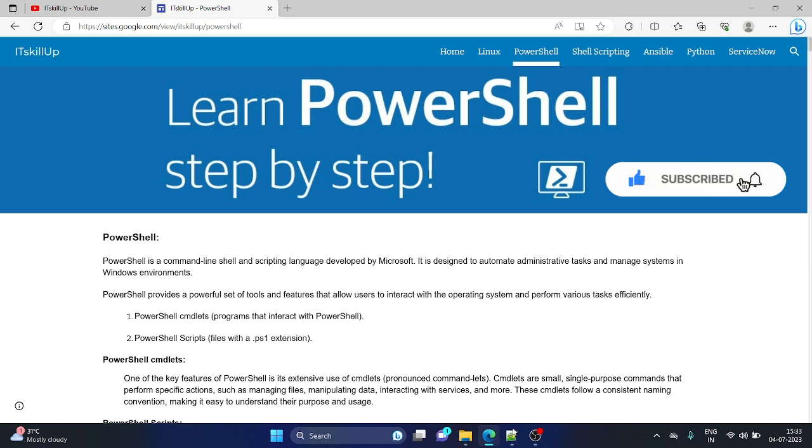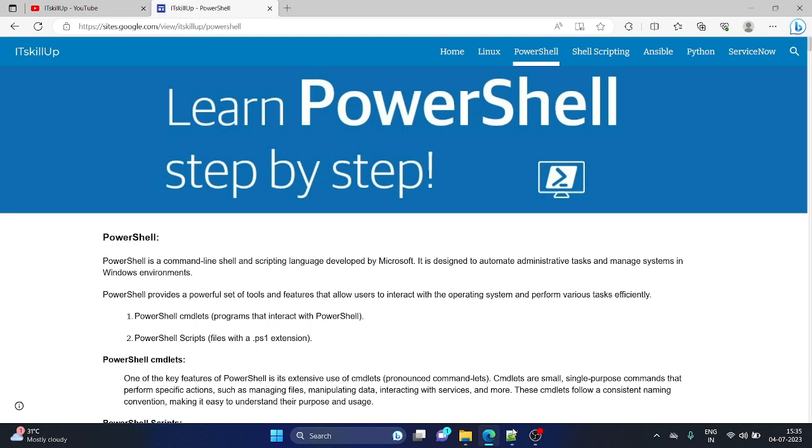This is for those who want to learn PowerShell. First of all, what is PowerShell? PowerShell is a command line shell and scripting language developed by Microsoft. It is designed to automate administrative tasks and managing systems in Windows environment.